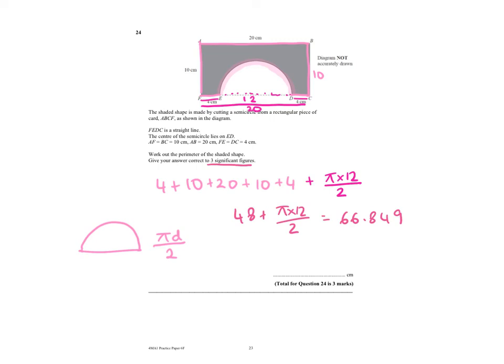My first significant figure is tens, my second significant figure is units, my third significant figure is tenths, or 1 decimal place. So in this case, we want to round to 1 decimal place or to the nearest tenth. When I look at this number here, this is not 5 or more, so I'm not rounding up, so I get 66.8 centimetres to 3 significant figures.